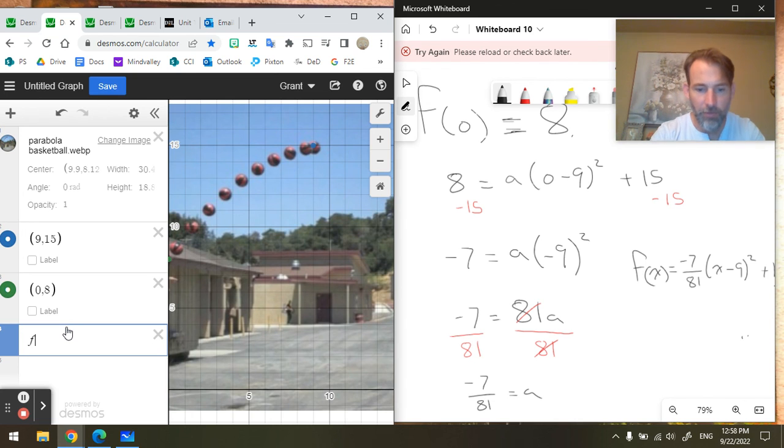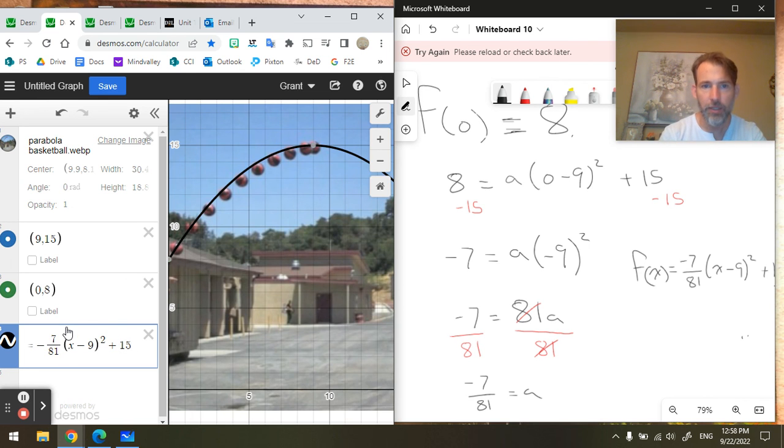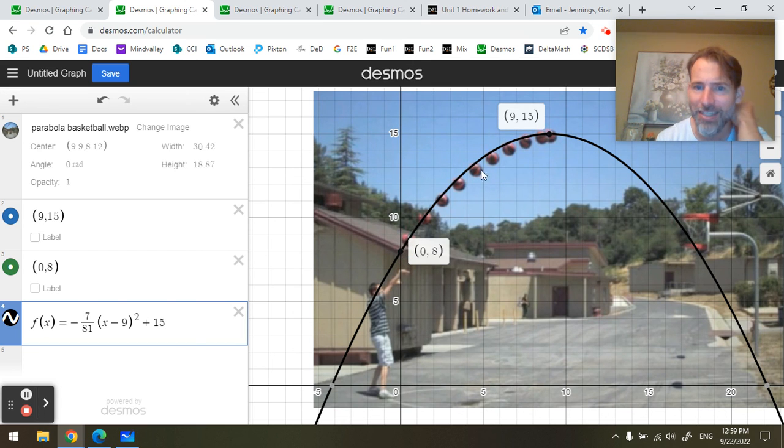All right, so here, f of x is equal to -7 over 81 multiplied by bracket x minus 9 end bracket squared plus 15. All right, let's maximize. Oh, it's so glorious. Look at how it models the flight of that basketball. You might say, well, it didn't model it very well, Mr. Jennings. Yeah, I chose convenient points that maybe don't exactly show the trajectory of this basketball, but it's pretty darn close. And according to my model, this is going to hit the front of the rim and bounce out. Or maybe it's going to sound like a swish as it goes underneath the net and hits the netting.